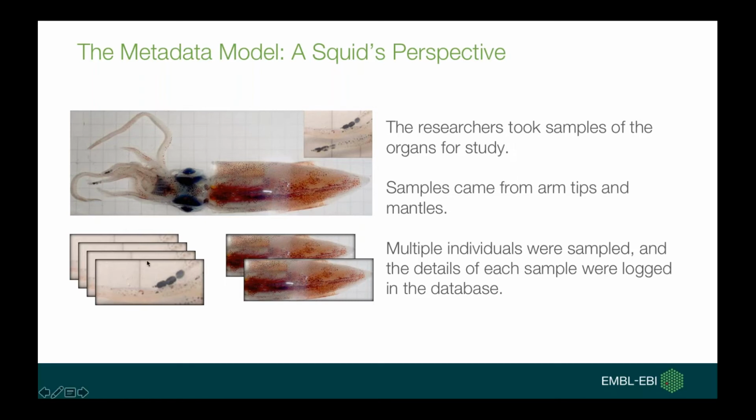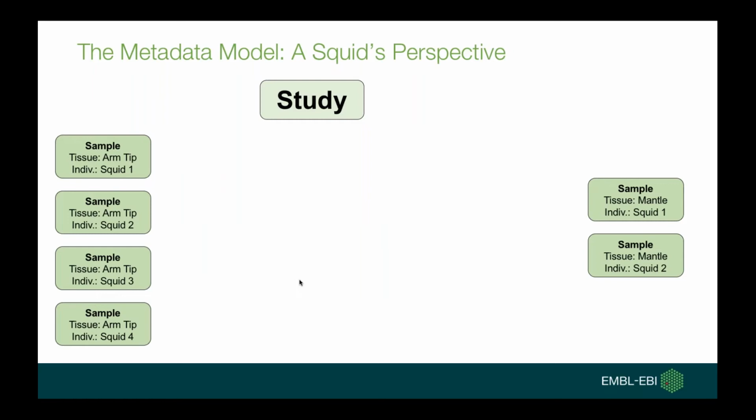And you can see here we have 4 of the arm tip samples and 2 of the mantle samples. And they log the details of these in the database, and this means that people who look at this in the future will know what organism the data were produced from. And so you can see our map now contains, as well as the study, 6 sample objects. And each of these samples is going to have its own accession number, and it contains details like the tissue that it came from and which squid it came from.